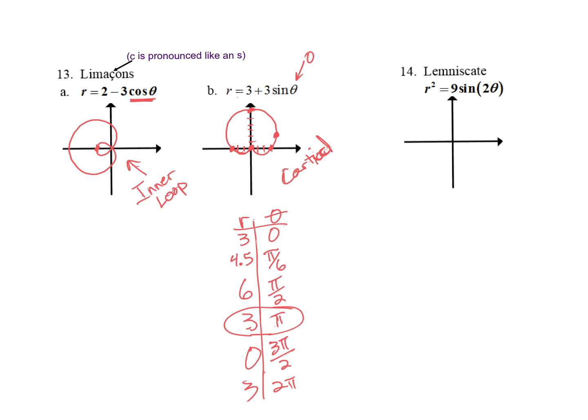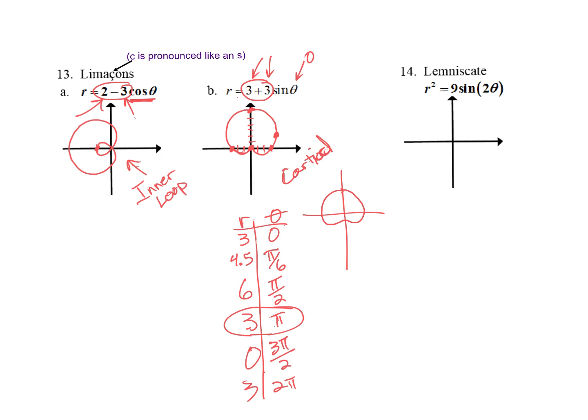They also have ones that are kind of dimpled, like instead of coming all the way in, it comes in and just kind of goes like this and out, like that. So it has to do with the relationship of these numbers here. If this number in the front is smaller than the number in front of the cosine, it will make the loop, okay? If the numbers are the same, it makes the cardioid. And we're talking absolute value of these numbers here.